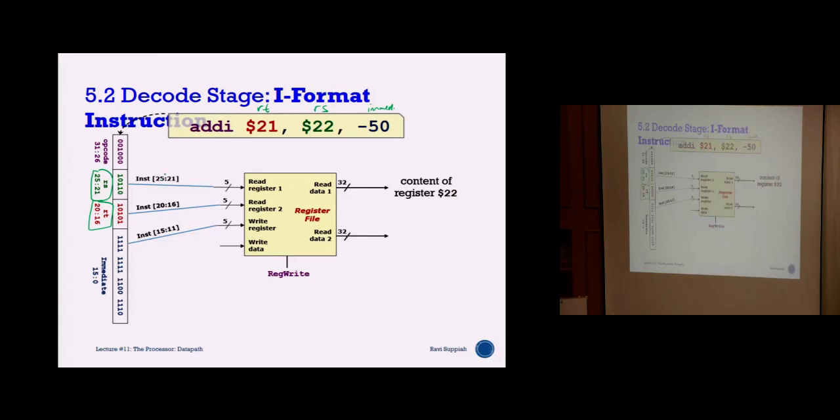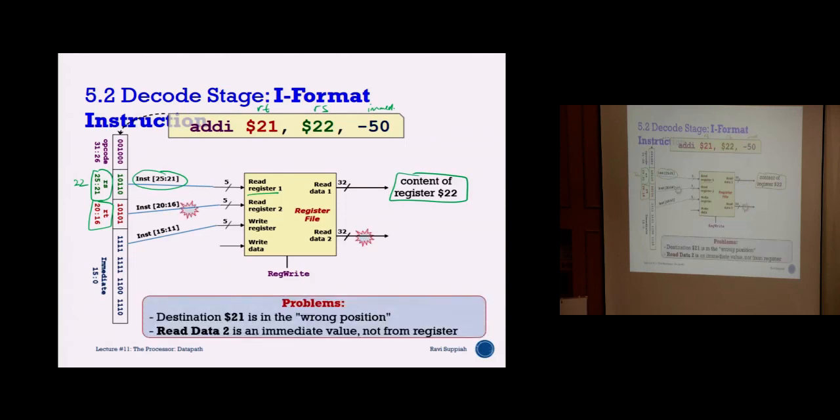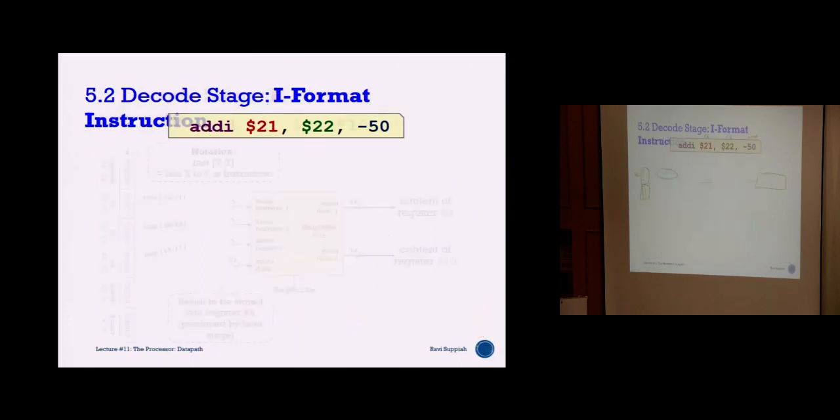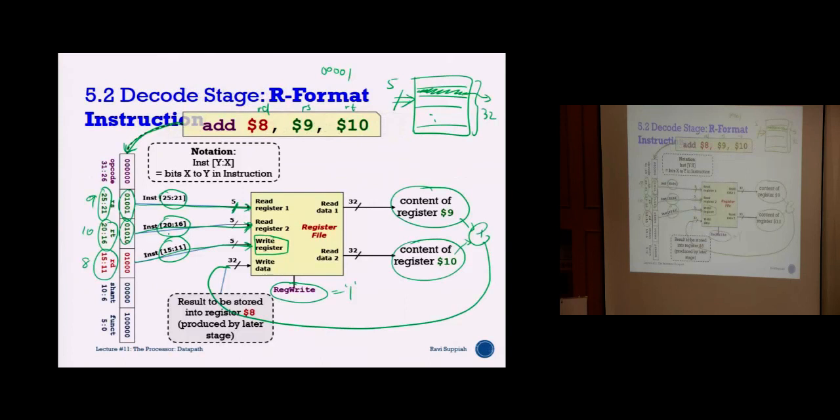Why? Because for 25 to 21, which is my RS, the value 22 is fine, so I read the content of register 22. But register 21 is the write register, correct? In this I-type instruction, this RT is mapped from bit 20 to bit 16. In my previous R-type instruction, 20 to 16 is a source register, correct?